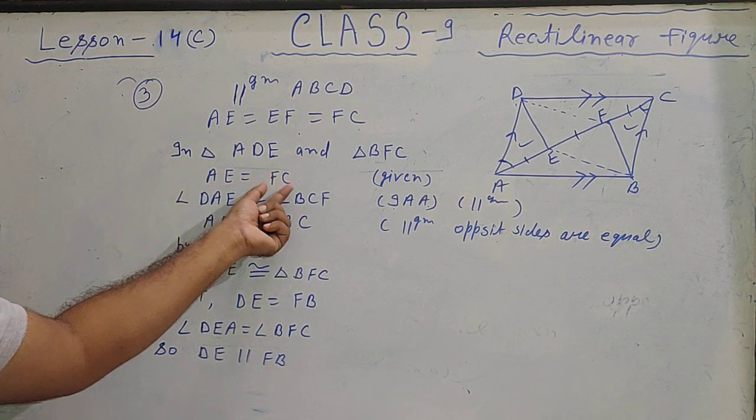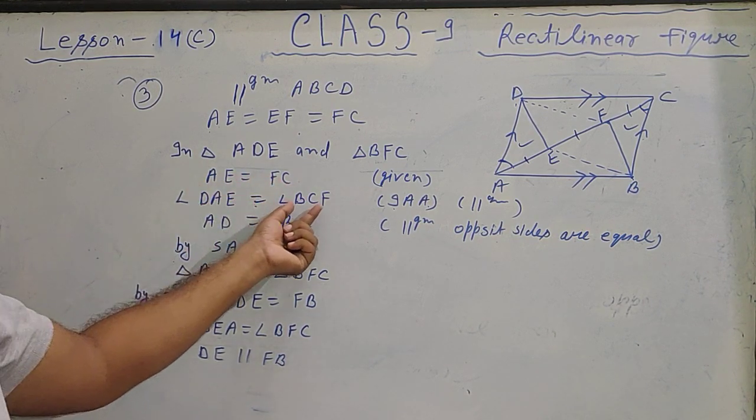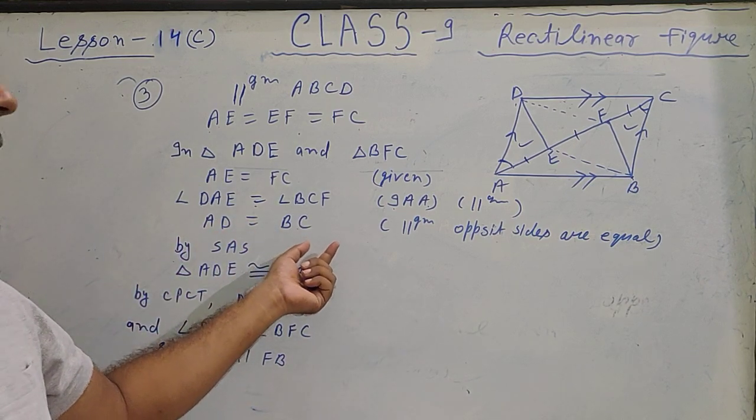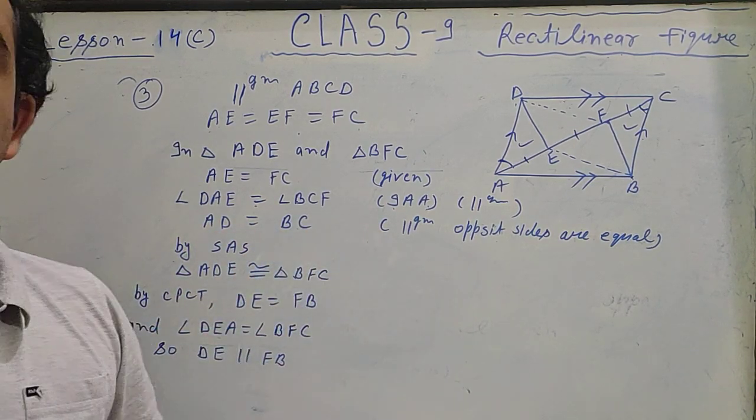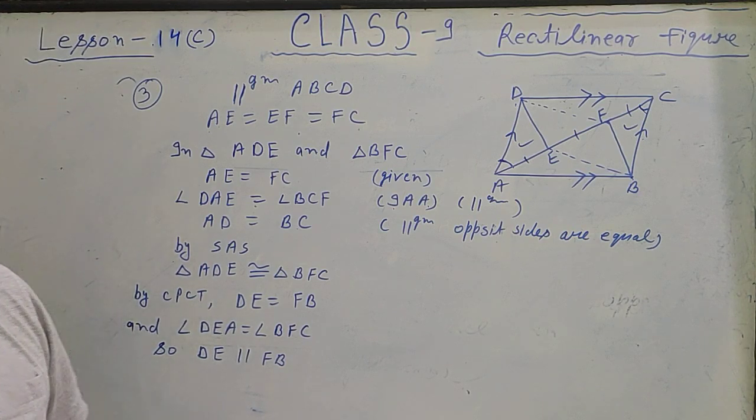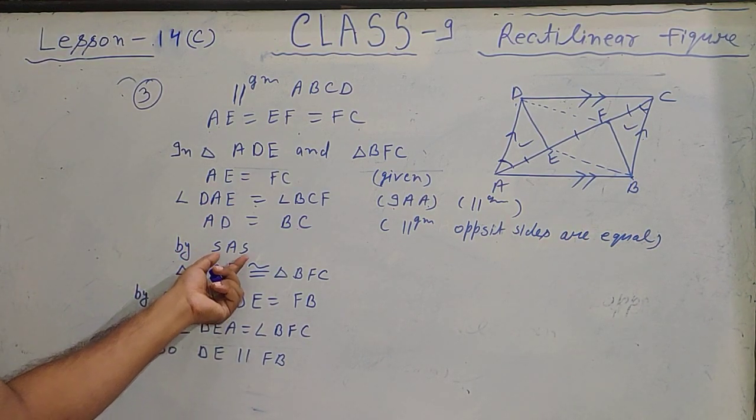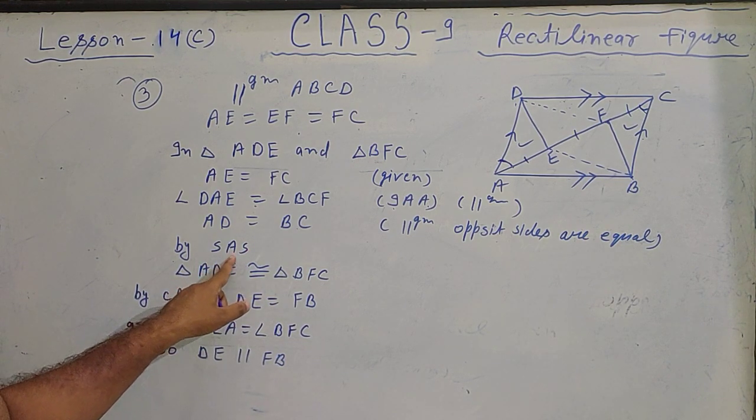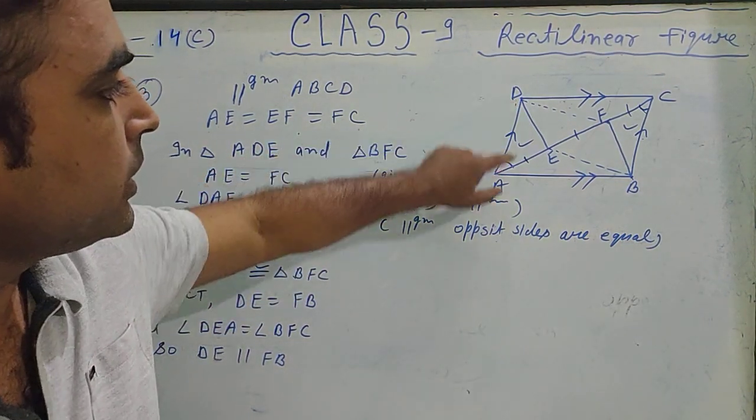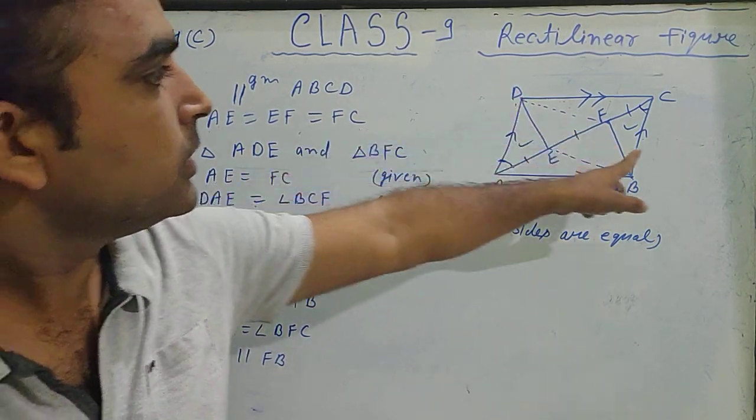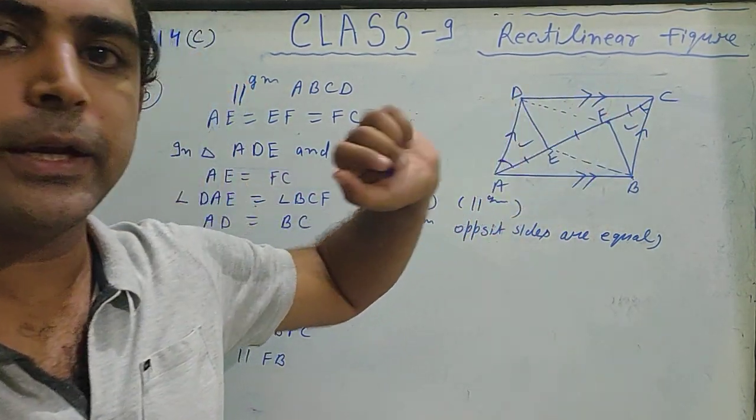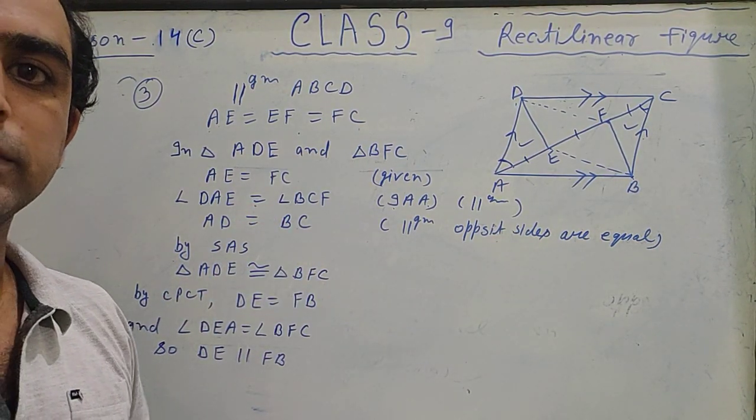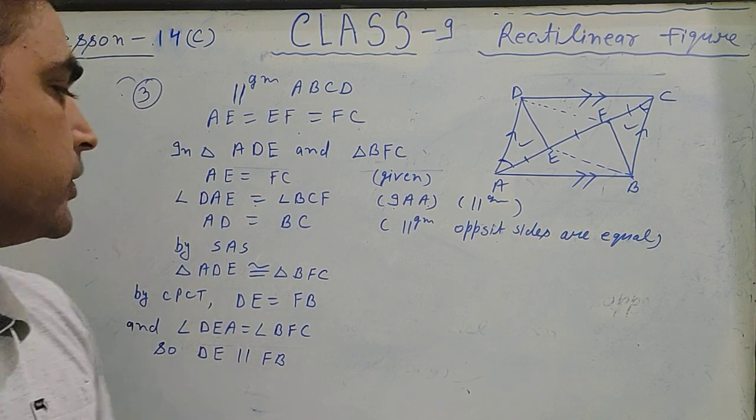So first step, AE is equal to FC, given in the question. Angle DAE is equal to angle BCF, interior alternate angles, and AD is equal to BC, because in a parallelogram opposite sides are equal. So by the property of side, included angle, side, SAS, both triangles are congruent to each other. Congruent means the triangles are the same, identical.